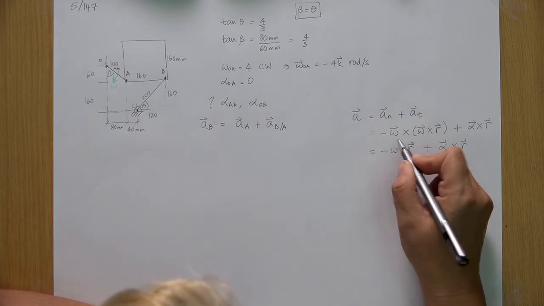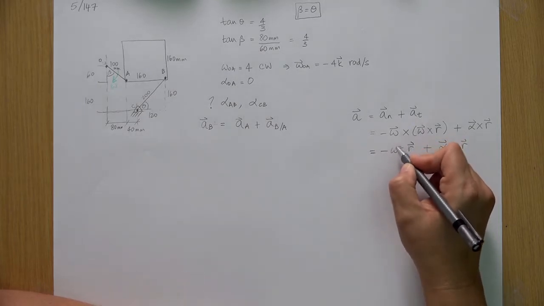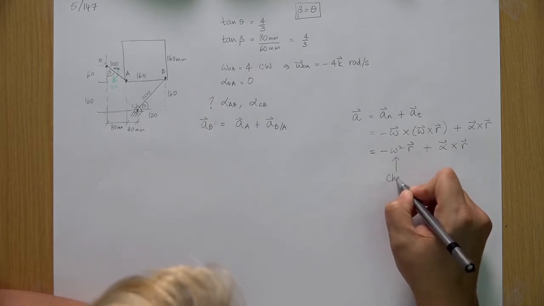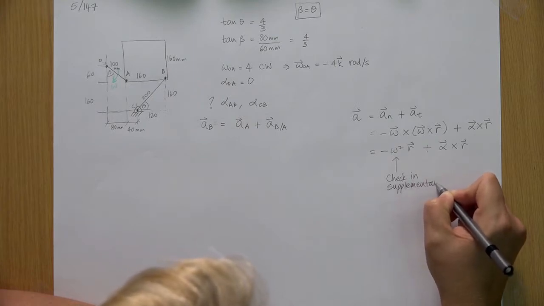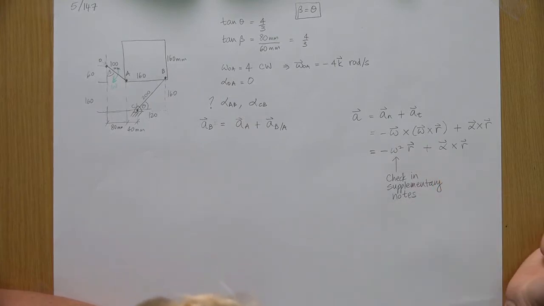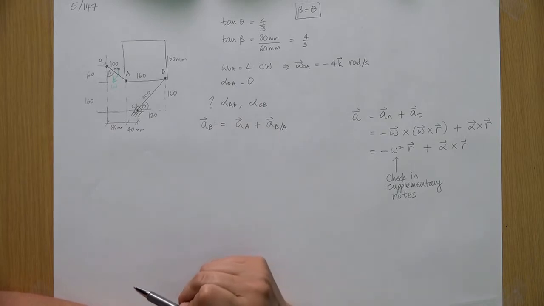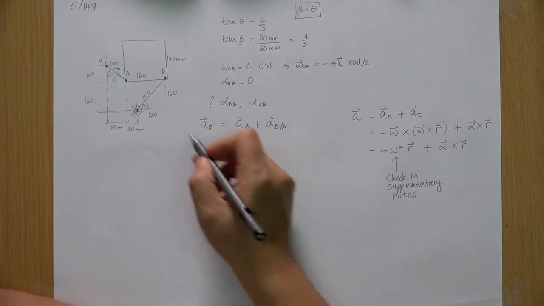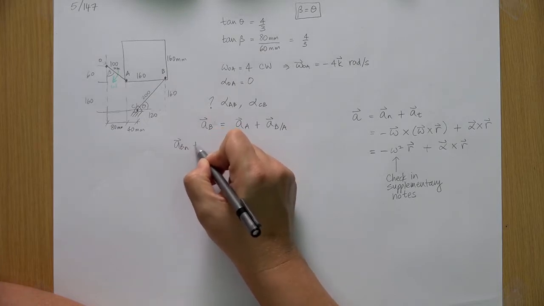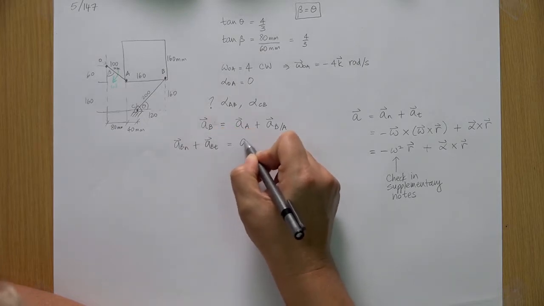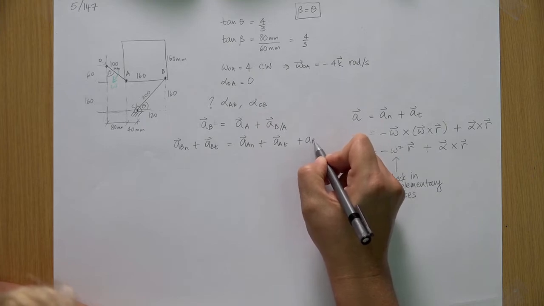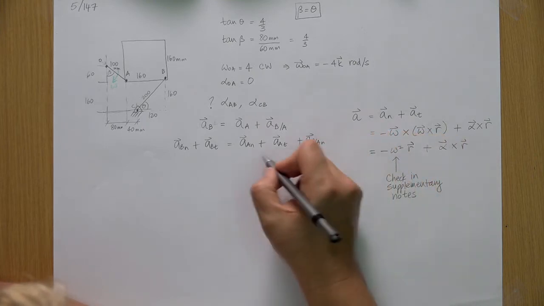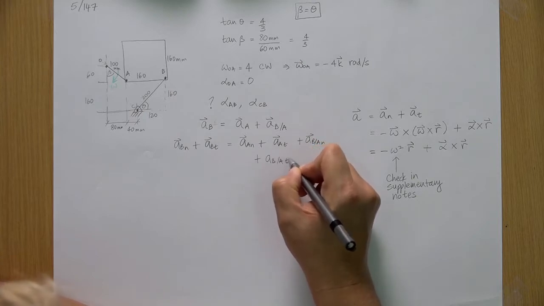And if you want to know how exactly this is true, you should go check in the supplementary notes; the derivation that proves this is given there. Okay, so each acceleration in this relative acceleration equation has two components: a_B normal plus a_B tangential equals a_A normal plus a_A tangential plus a_B relative to A normal plus a_B relative to A tangential.